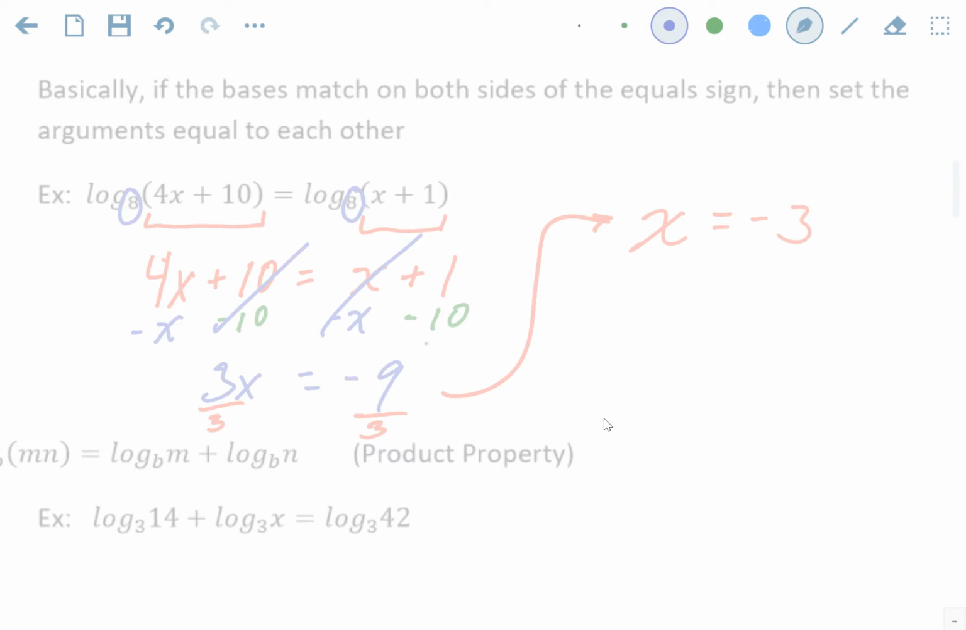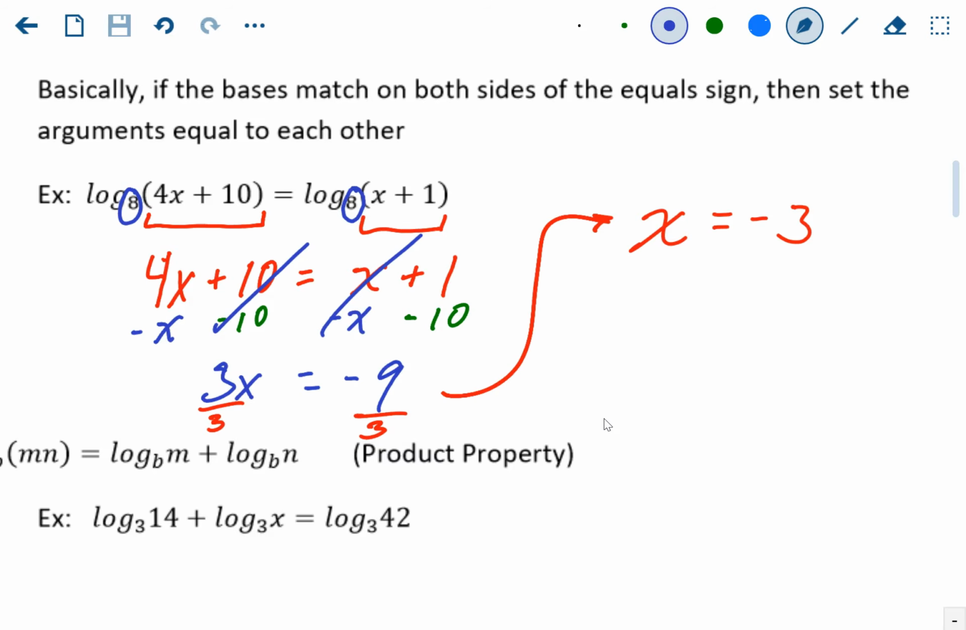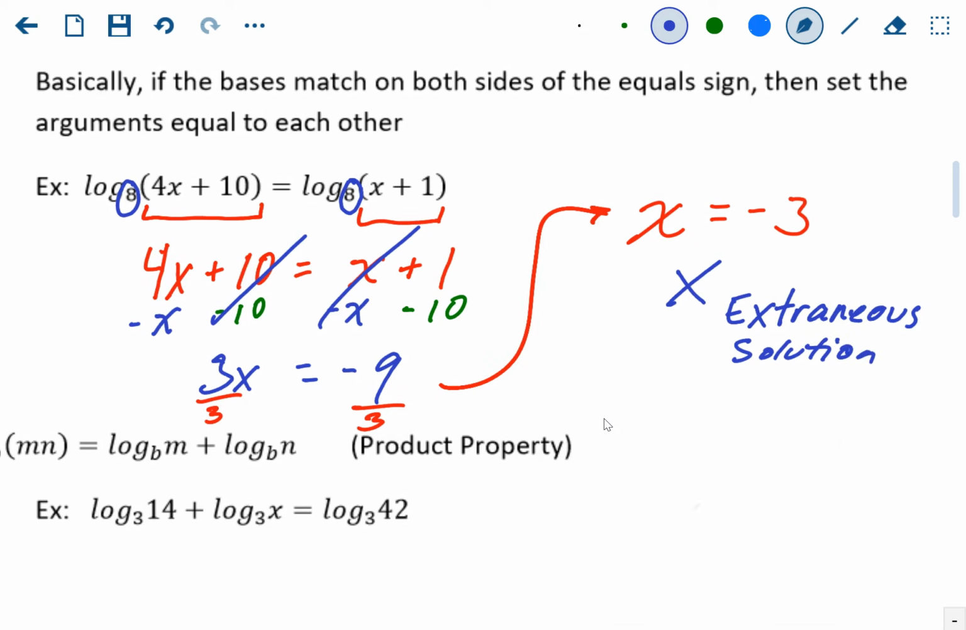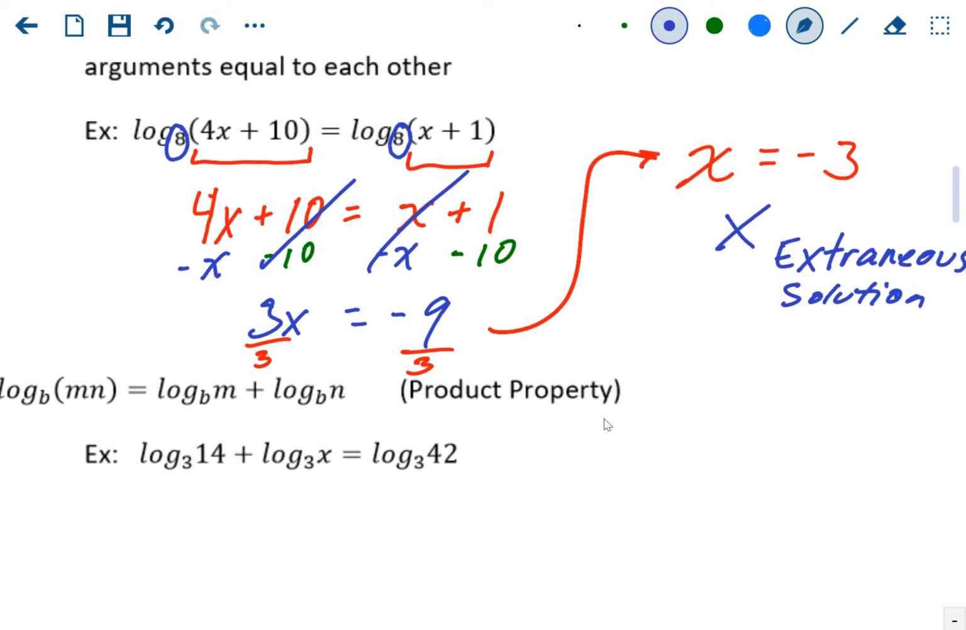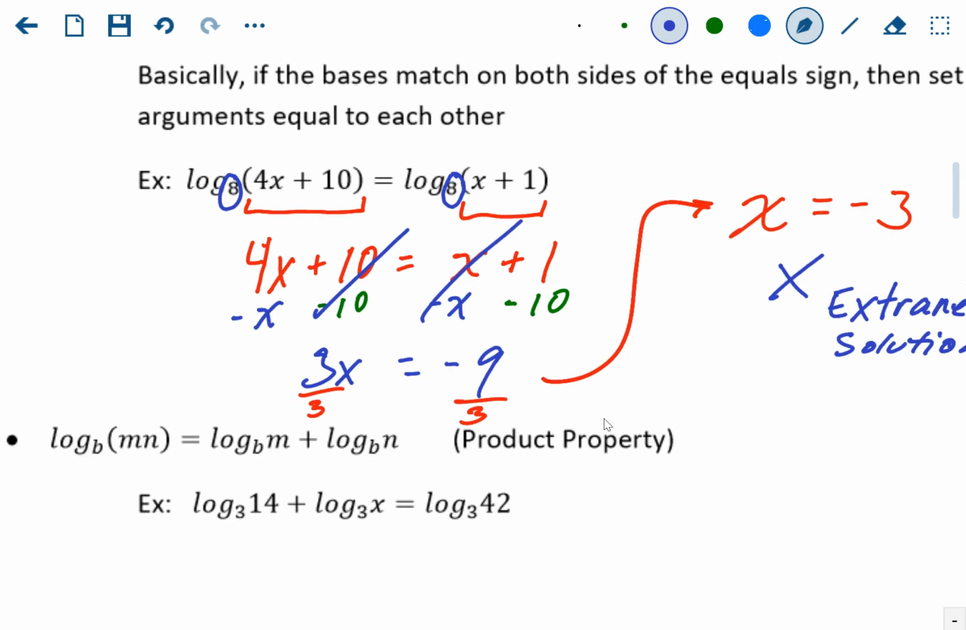Because if you plug in negative 3 for x, negative 3 plus 1 is negative 2. And over here, plugging in negative 3, you get negative 2 again. So you get log base 8 of negative 2 equals log base 8 of negative 2, which is true, but it doesn't work because we're not allowed to have negative logs. So this one, we're actually not going to circle, because that's what's called an extraneous solution. We've dealt with these a couple times. We didn't do anything wrong. We solved it mathematically. We didn't break any math rules, but the answer doesn't work in the problem that was set up. So you always want to check that for logs. But that's how you'd use the equality property.